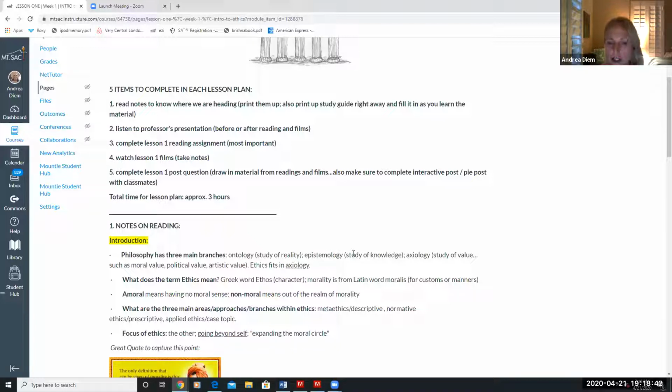Then we have this branch here, which is called axiology. Axiology is the study of value. Here we will find ethics, moral value, political value, artistic value, or aesthetics. So in axiology is where we find the field of ethics, or moral value, and I say it right here.